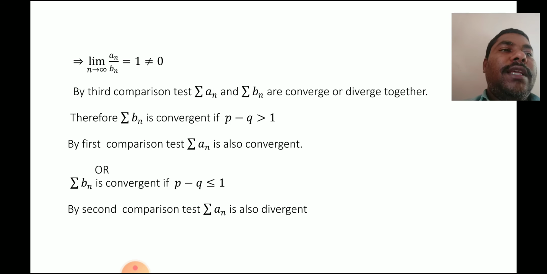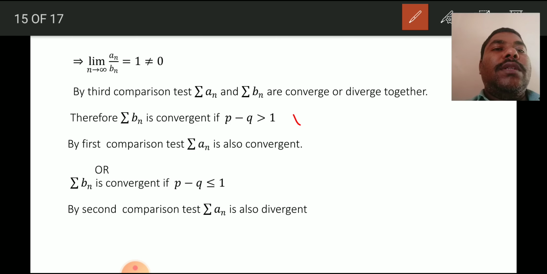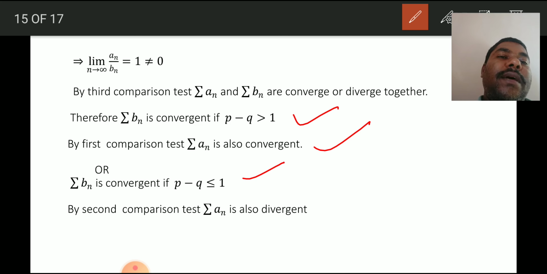Therefore, summation bn is convergent if p minus q is greater than 1. Then by the first comparison test, summation an is also convergent. And summation bn is divergent if p minus q is less than or equal to 1. Then by the second comparison test, summation an is also divergent.